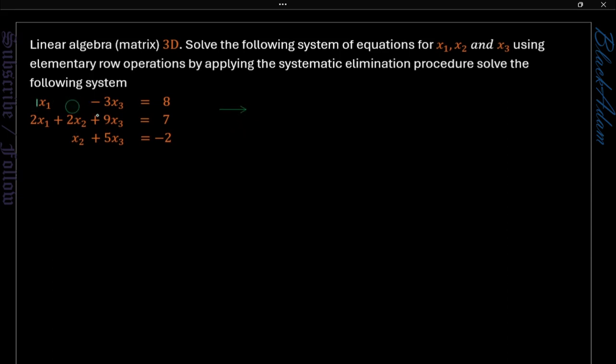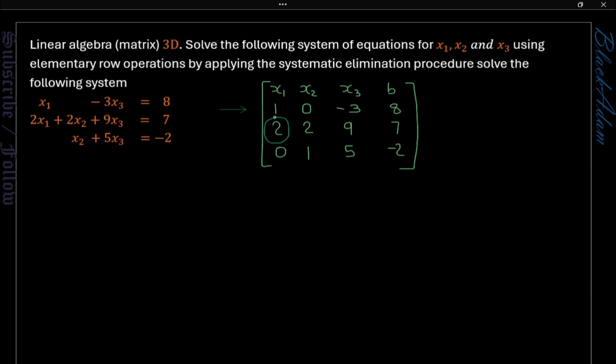So that's 1 there, that's a 0, and then that is 0 also. So wherever there is a blank space, you fill it with 0 under the right column. So it's 1 0 negative 3 and positive 8, and that is 2, that is 2, that is 9 and 7. That's 0, that's 1, that's 5, and that's negative 2. So that's our column 1 x1, 2 x2, 3 x3, and b, that's for the constant.